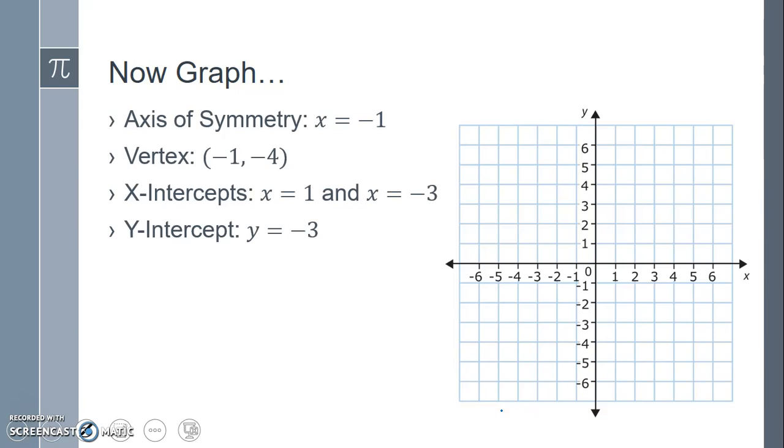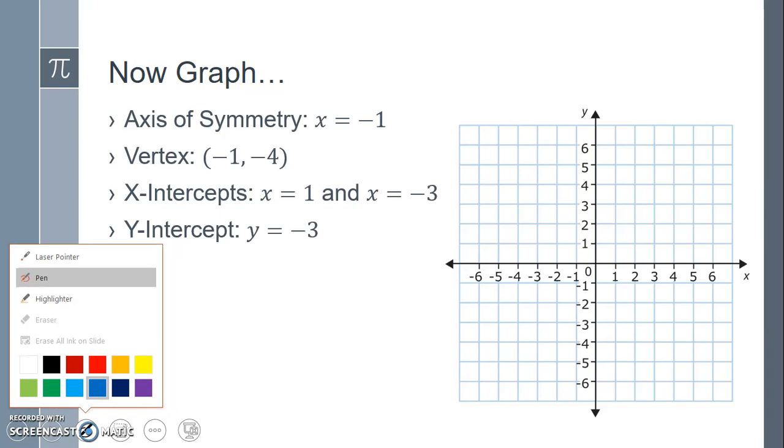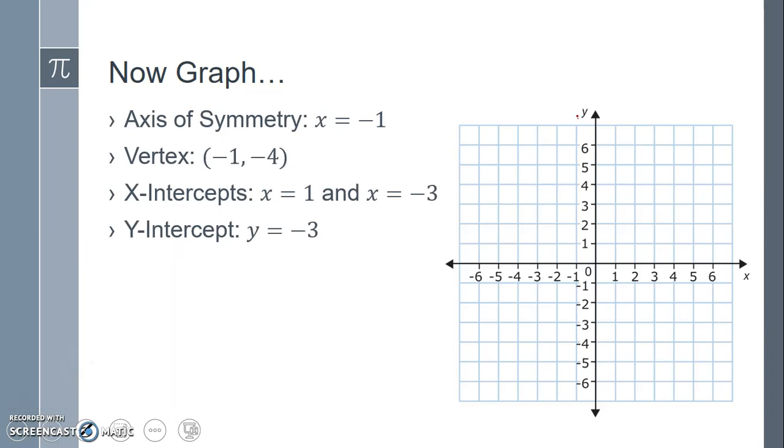Okay, so first let's draw axis of symmetry. So x equals -1 is a line going vertically through my point -1 on my graph here. Let's do this in a brighter color. Let's try red. Okay, we do this a dotted line here. Okay, so there's my axis of symmetry. My vertex lies on that. It's going to be at -1, -4. So over to -1, down to -4.